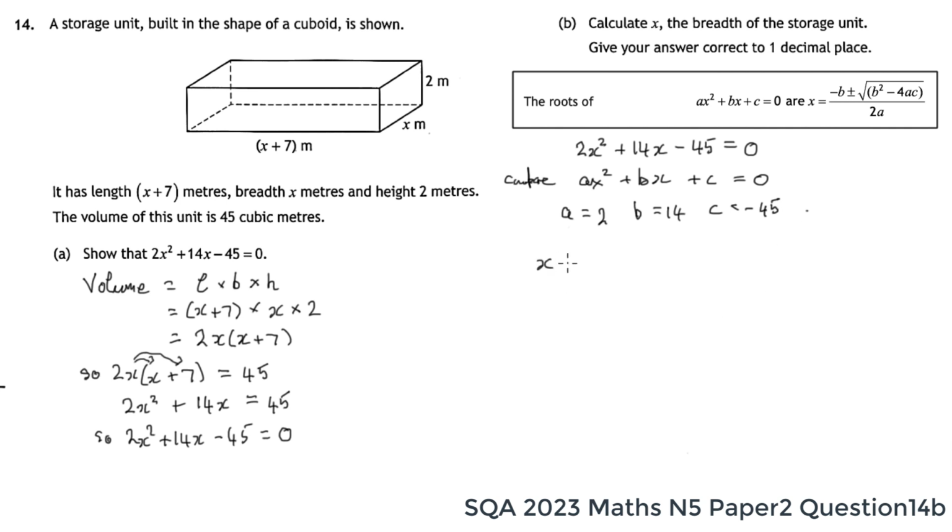So our values of x we'll find by plugging these into this quadratic formula. So we've got negative b, that'll be negative 14, plus or minus the square root of b squared, that's 14 squared, minus 4 times a times c, which is negative 45. And that whole calculation has to be divided by twice a. So that's 2 times 2. Well, let's keep going with this.